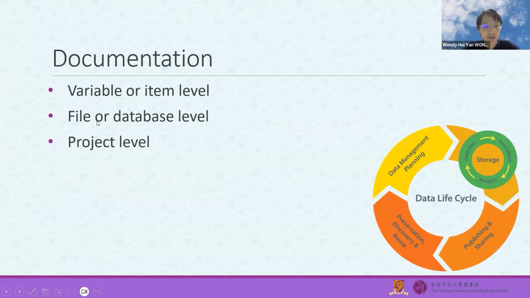It could also be at a higher level, that is file level or database level, if you have a very large database. And if you would like to further raise the level of your documentation, you can also write your documentation on project level. That is giving a general description about your project.